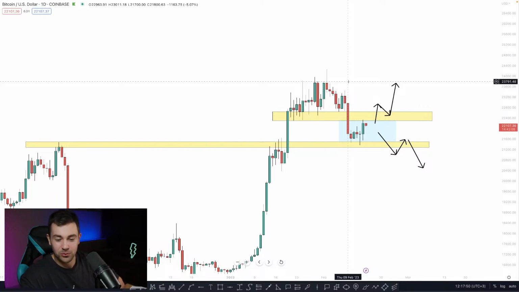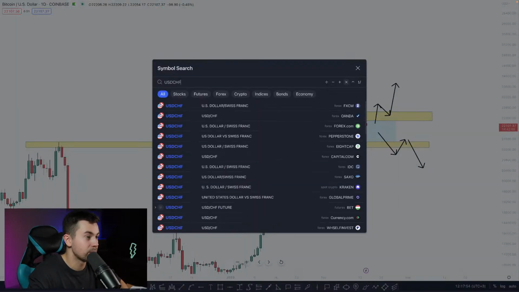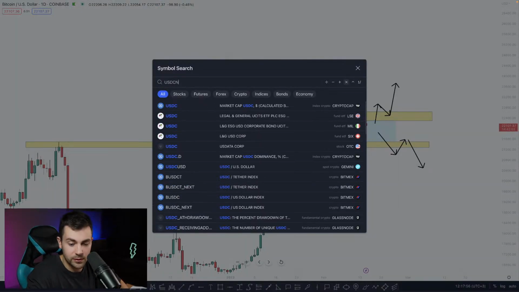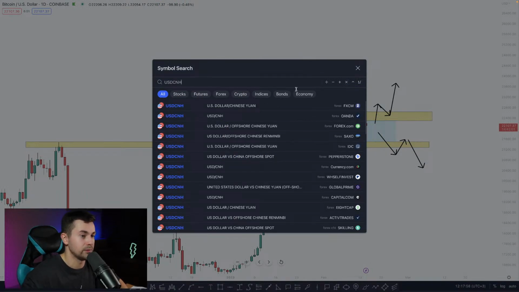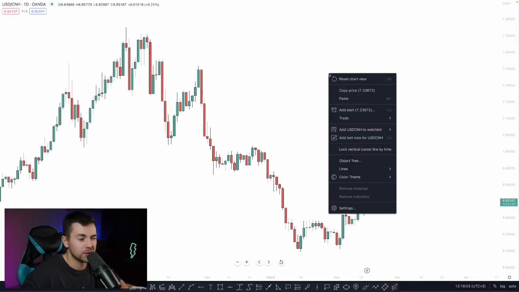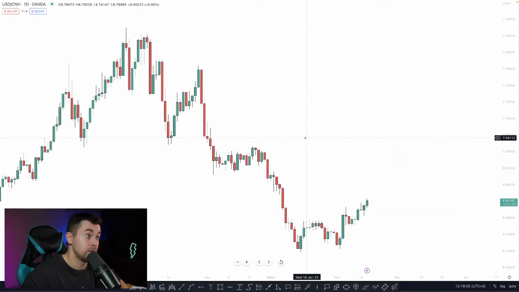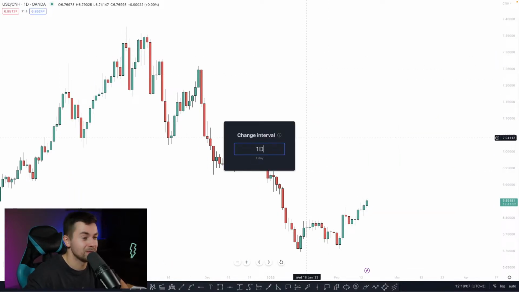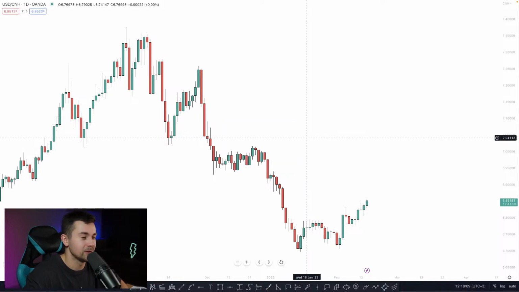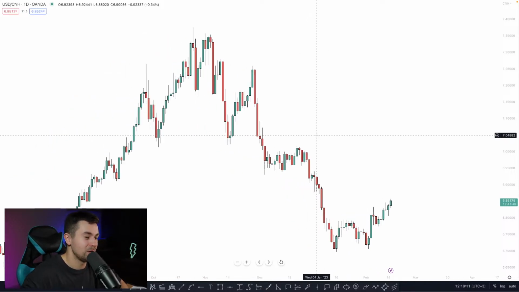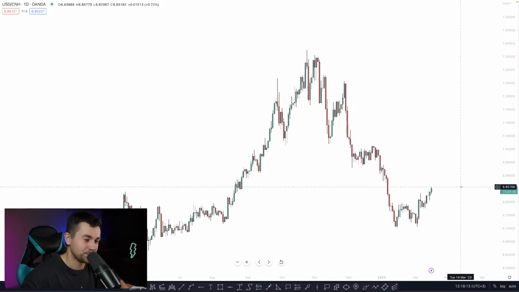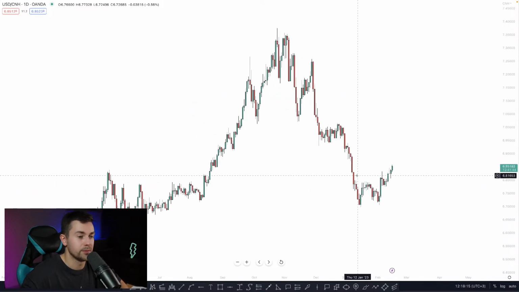Yeah, now dollar Chinese yuan. This one we will check briefly. CNH. Let's take a look. By the way, I hold some savings in yuans just for the diversification. I don't know whether it is a good idea or not, but I'm holding some money in this one.